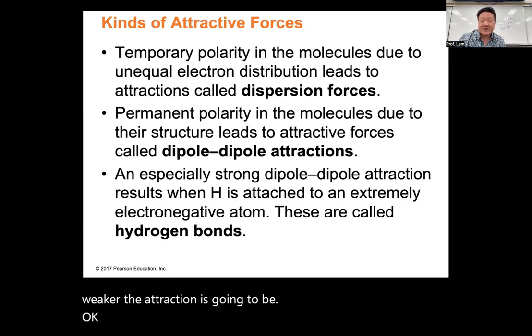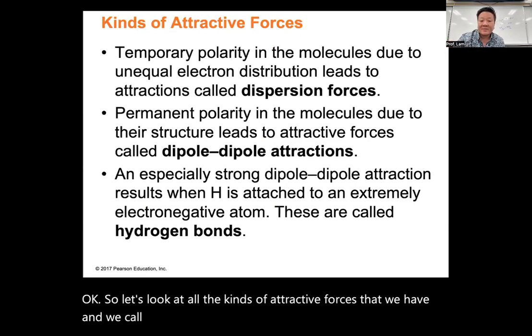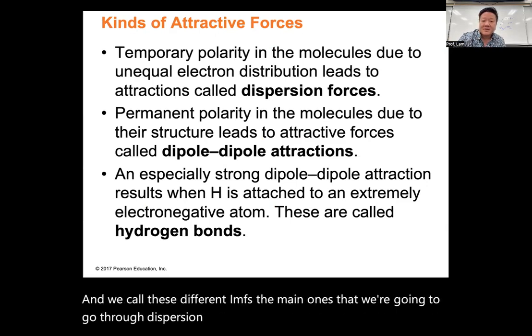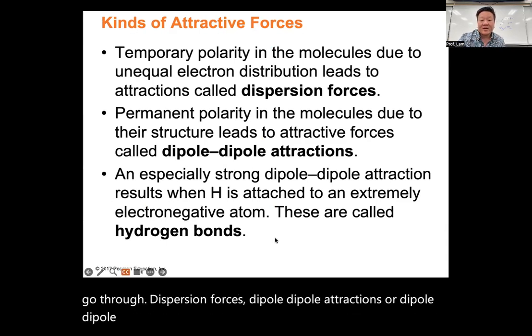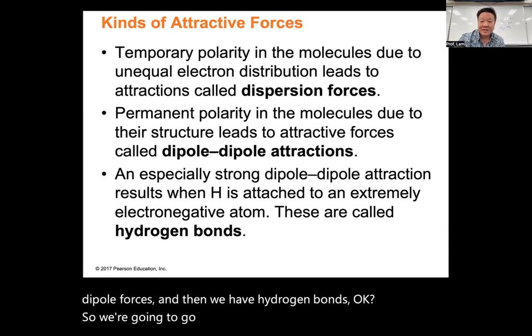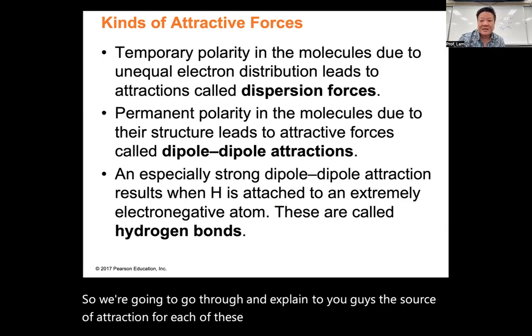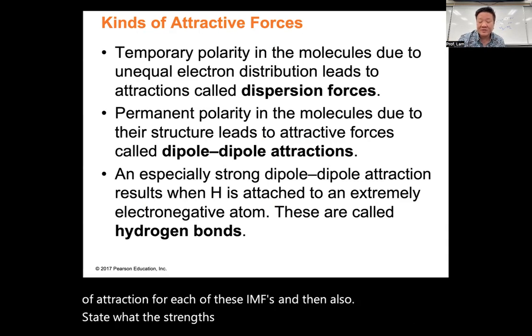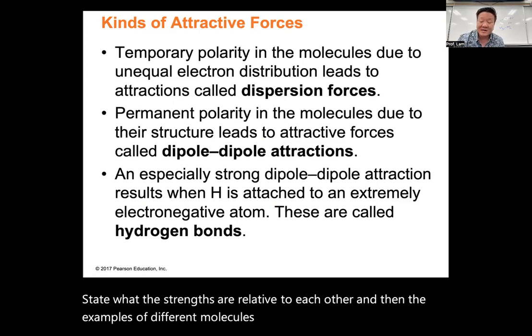Okay, so let's look at all of the kinds of attractive forces that we have, and we call these different IMFs. The main ones that we're going to go through: dispersion forces, dipole-dipole attractions, or dipole-dipole forces, and then we have hydrogen bonds. Okay. So we're going to go through and explain to you guys the source of attraction for each of these IMFs, and then also state what the strengths are relative to each other, and then the examples of different molecules that have these IMFs.